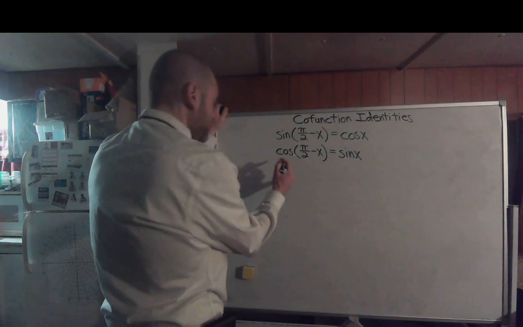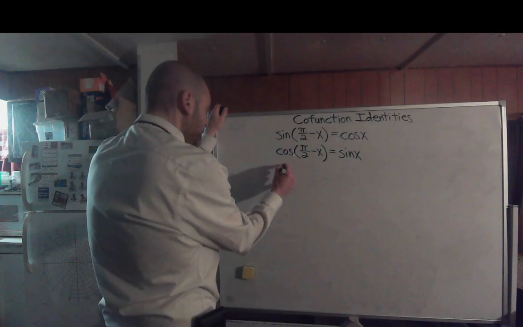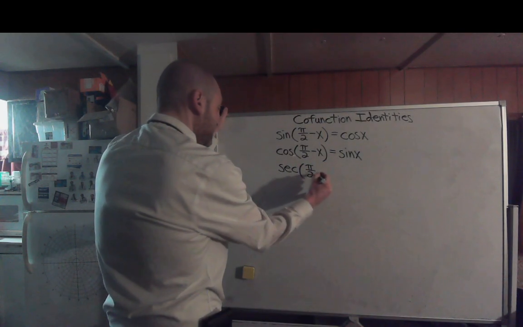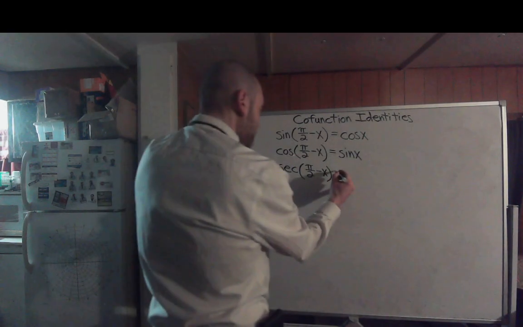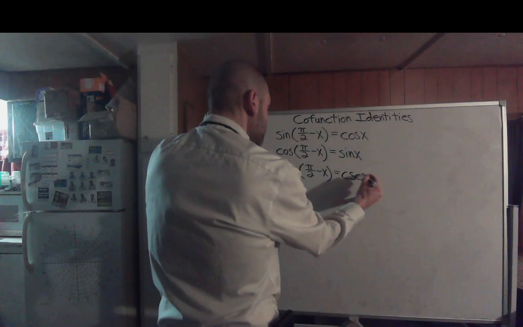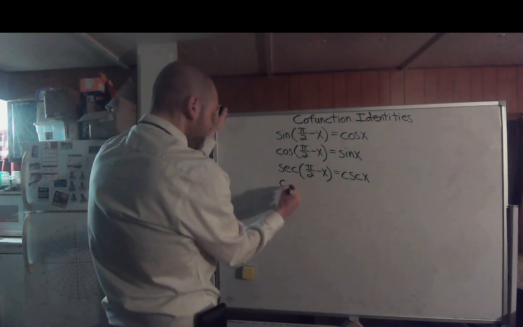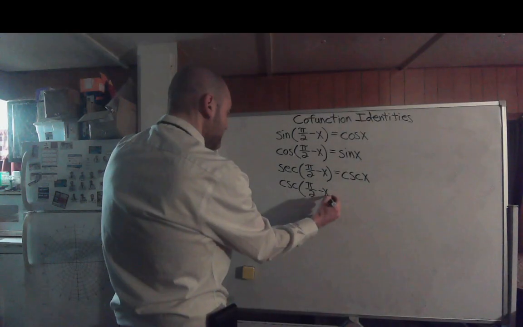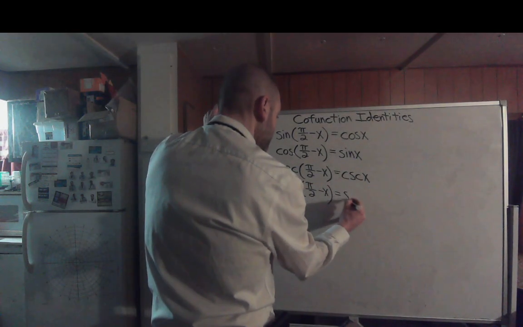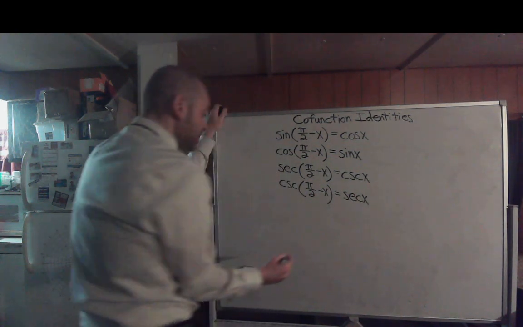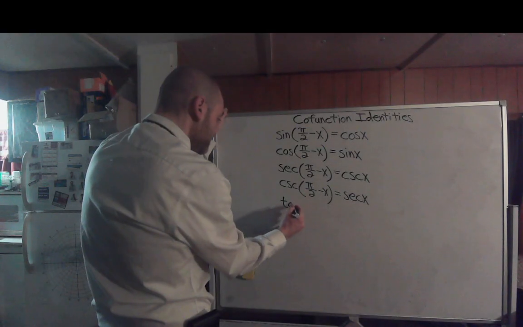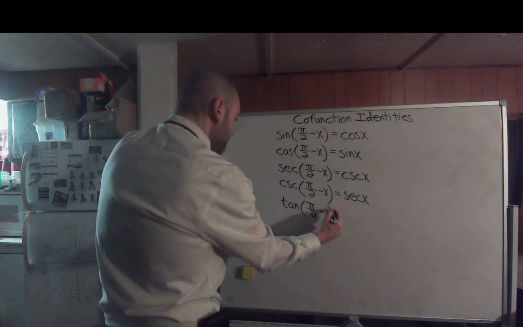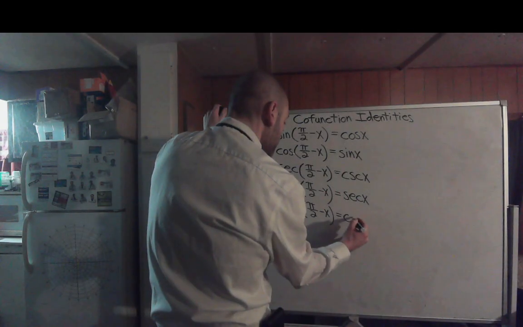And then likewise, if I want to do the secant of pi over 2 minus x, I would also get the cosecant of x. And if I did the cosecant of pi over 2 minus x, I would end up getting the secant of x. And then, of course, same with your tangents. So if I took the tangent of pi over 2 minus x, I would end up getting the cotangent of x.